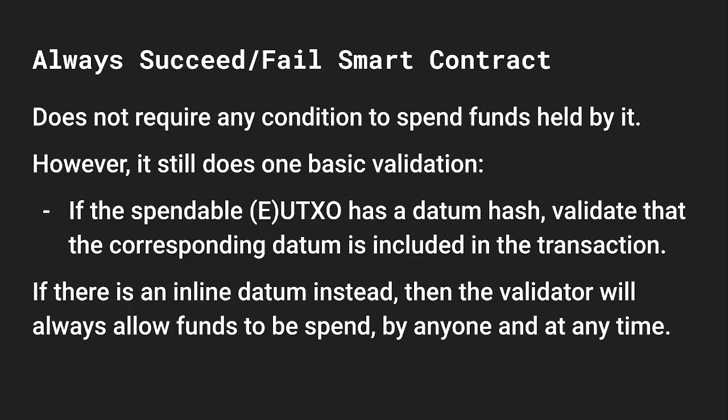The Always Succeed contract in this case does not do any validation. It always succeeds. However, there is one basic validation it does, especially if the datum is in the form of a hashed value, meaning an encoded value. The datum you send needs to match the value expected. And if there is an inline datum, then there is no validation. You can basically tell the smart contract that the inline datum is present, and it will handle the validation of the datum itself.